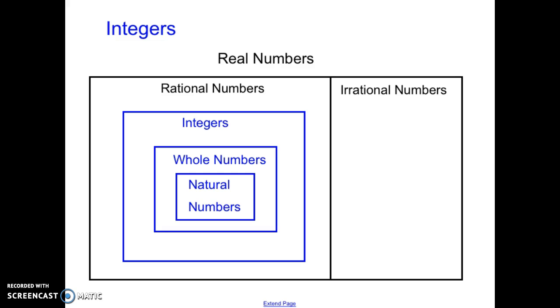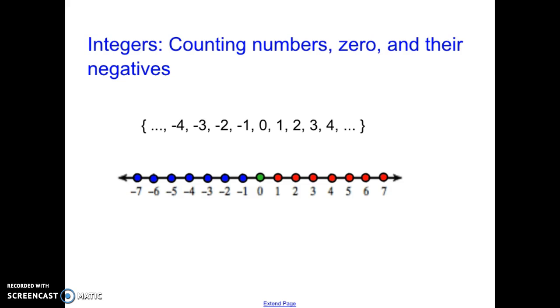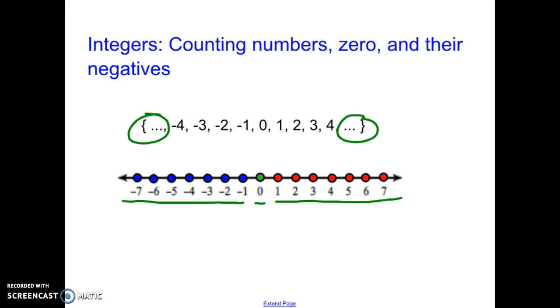Notice the whole numbers are inside the integers, with the natural numbers inside the whole numbers. So the integers are all the counting numbers, 0, and their negatives. So note we will go on forever to the right, as we did before, but now we are also going to go on forever to the left. So we have all of our natural numbers, we got 0, and now we're going to include all of the negatives as well. So we're going to extend on forever to the left and forever to the right.